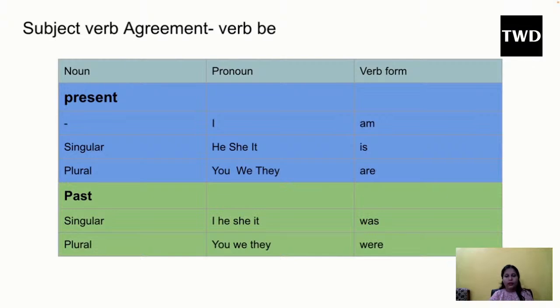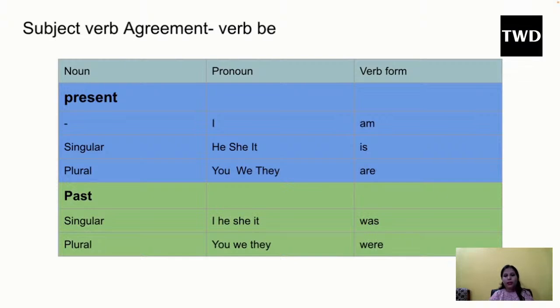Are. Are is used for you, we, they. Now for you, whether we are talking about one singular person or about plural persons, in both the cases we are going to use are. You are going to school, we are going to school, they are going to school. Even in case you are talking to a friend of yours, like a single friend only, then too you will use you are. It's not like you'll use you is, right? You are going to school.